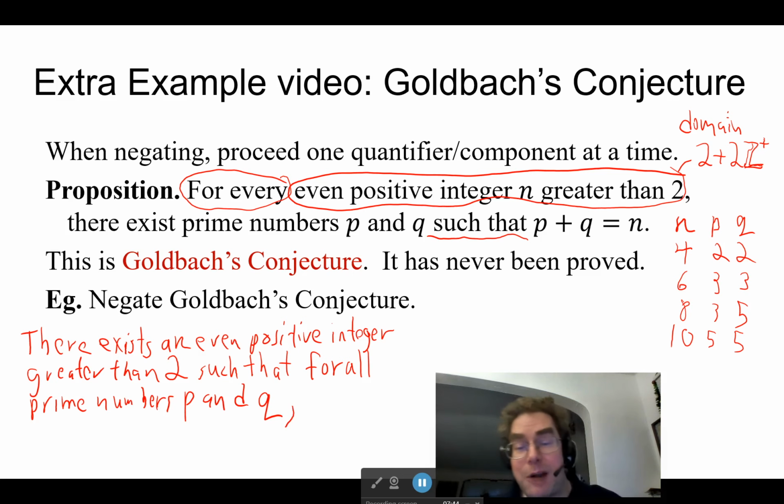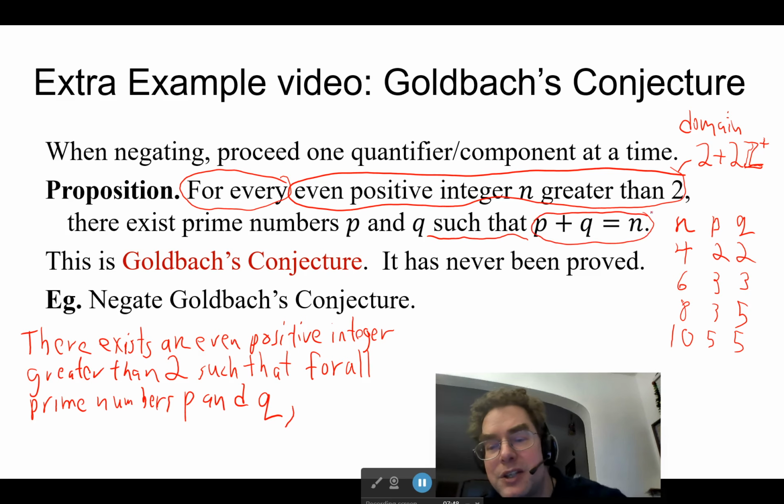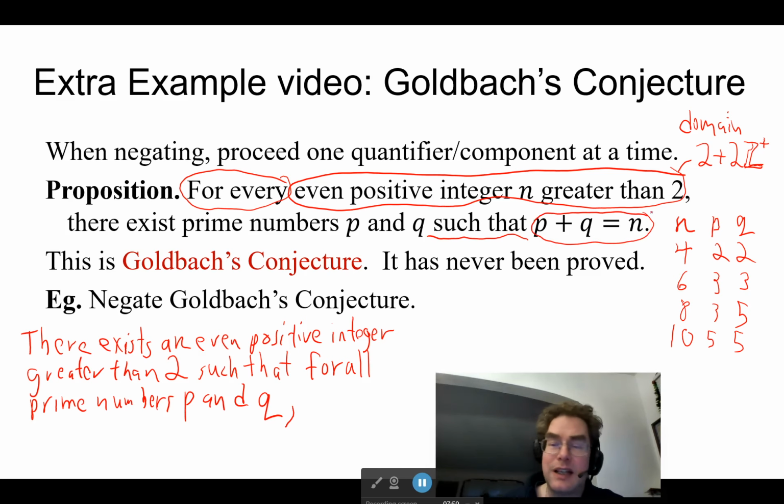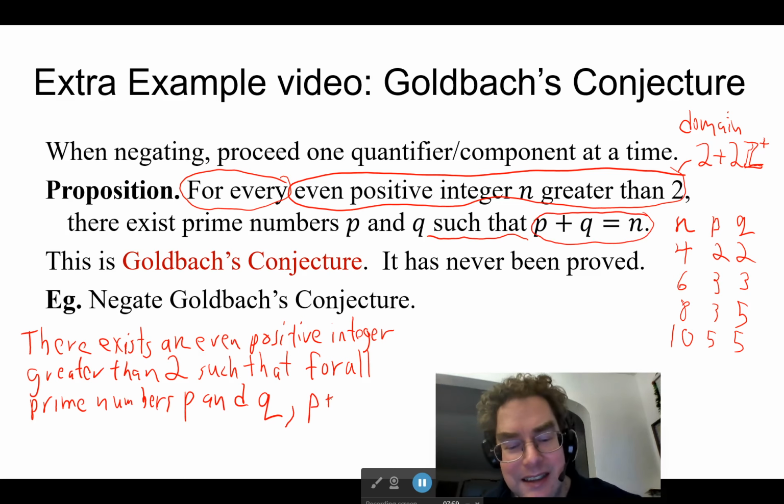Okay, and then we have our property. Okay, the property here, the predicate, is p plus q equals n. Properties need to be negated as well. And the negation of p plus q equals n would be p plus q does not equal n. Okay, and there we go.